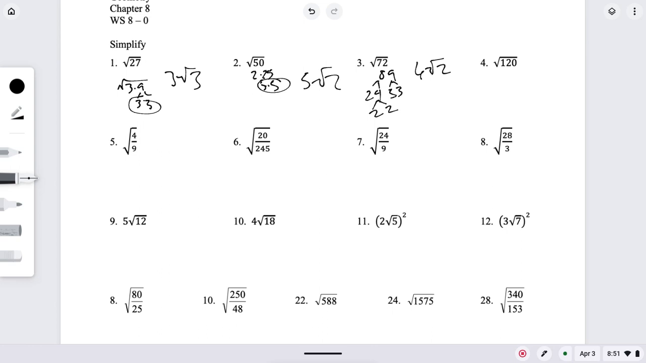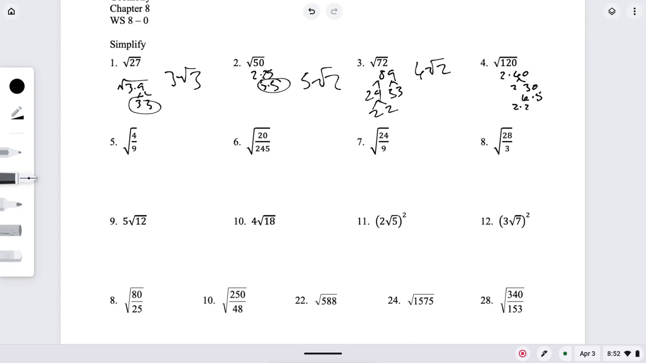So the 120 is going to have what? And I can start simple. I can go 2 times 60, but then start breaking that 60 down. If I do it again, now I have two 2s, but then a 30. Can I get anything out of that 30? 30 is 6 times a 5.